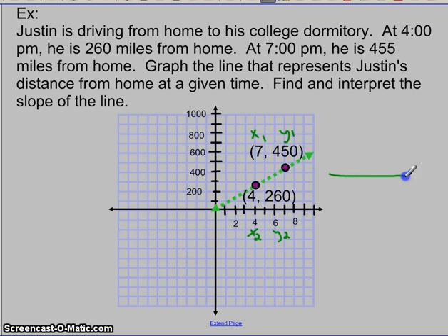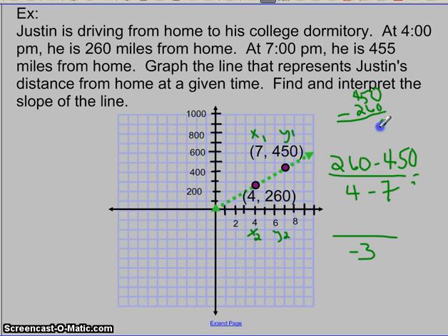Alright, so I'm going to start with my y sub 2, and as you can see, I've got that marked as 260, minus my y sub 1, which is 450, over my x sub 2, which is 4, minus my x sub 1, which is 7. So I need to do a little subtraction here. Looks like on the bottom is going to be an easy one. It's going to be a -3. And on top, let's see, I'll have 450 minus 260. That should be easy enough to do. So I'm going to borrow real quick. And that's going to be 190.